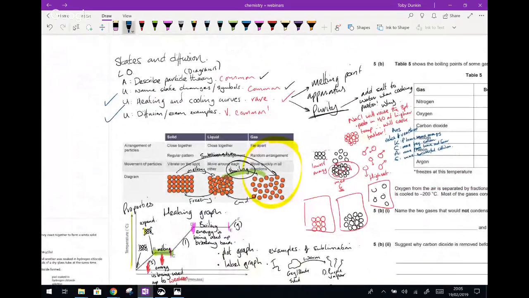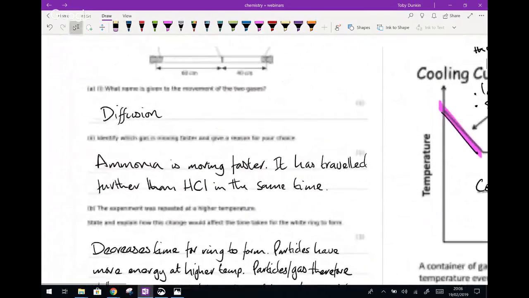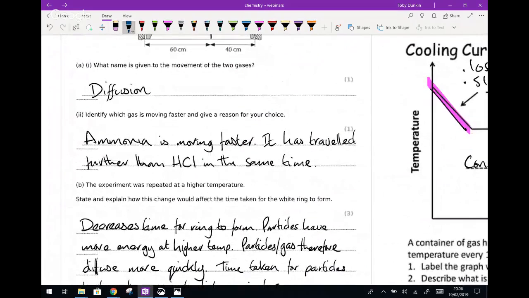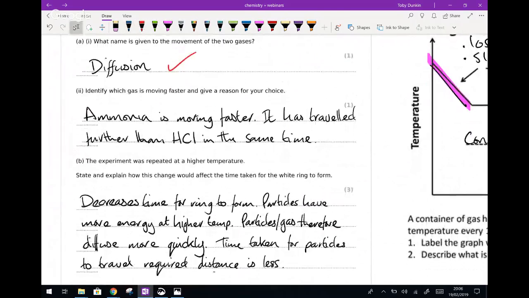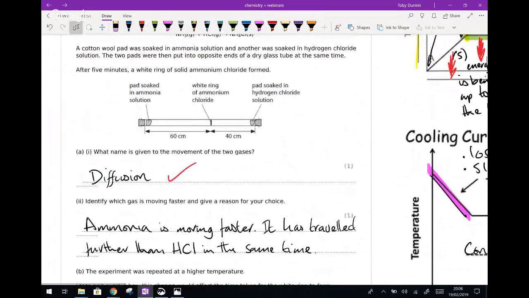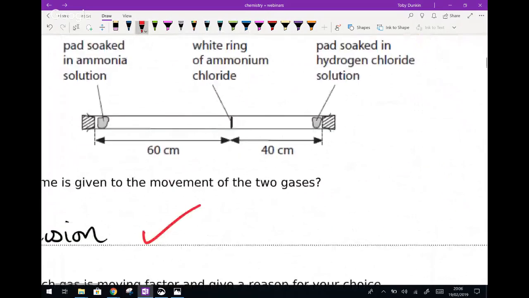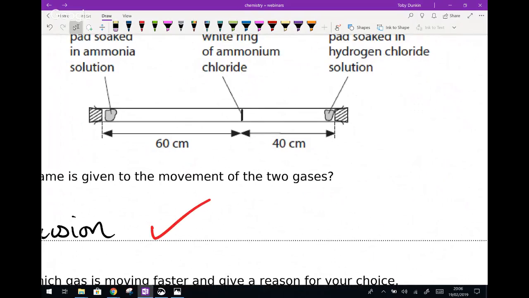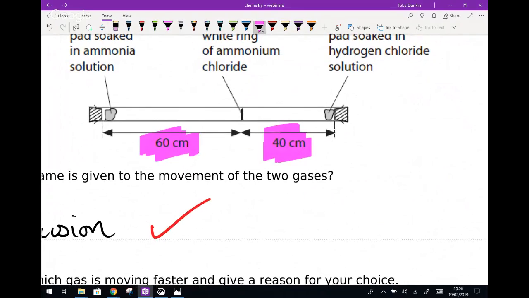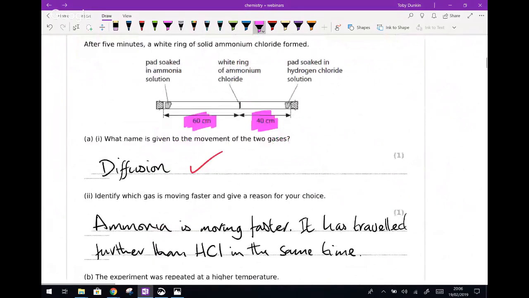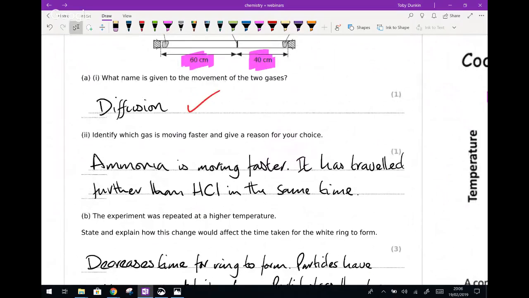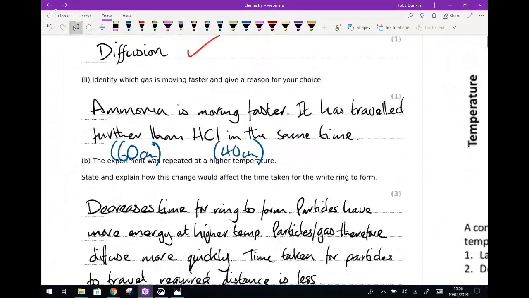Right, I'm gonna be super quick now, guys. So let's go through our quick preliminary booklet. What is the name given to the movement of the two gases? Diffusion. Which gas is moving faster, and give a reason for your choice. Right, the ammonia. Oh, guys, exam technique. If they give you a diagram and it includes numbers, you must quote them. Identify which gas is moving faster, give a reason. Ammonia is moving faster. It has traveled further, 60 centimeters, than HCl, 40 centimeters, in the same time. Always quote your data.